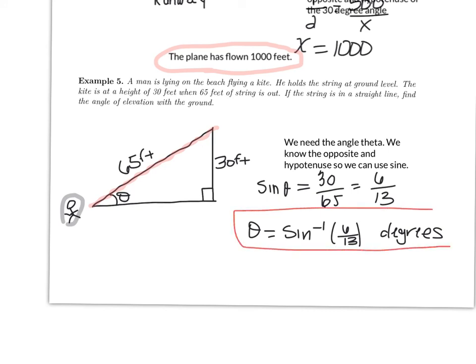So for us, this is how we're leaving our answer in terms of a trig function. Just to put it into perspective, it's about 27.5 degrees. You can do that on a calculator if you're trying to put it into perspective, or of course if MyMathLab asks you.